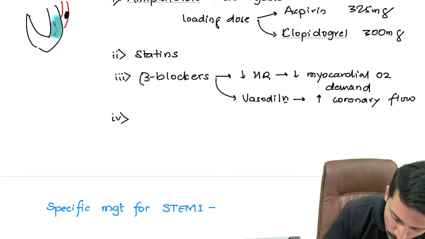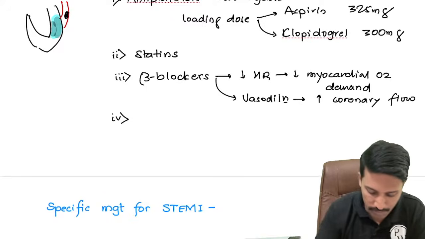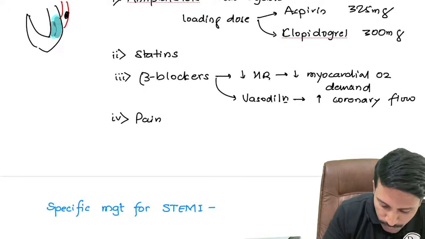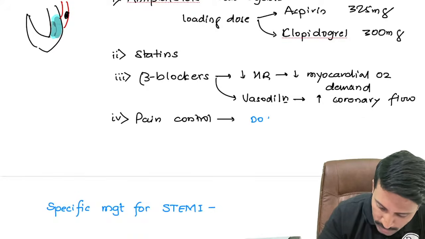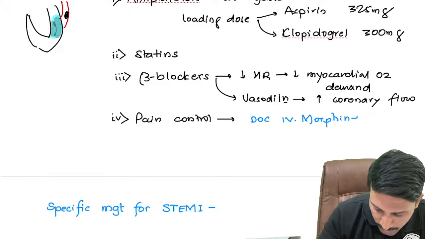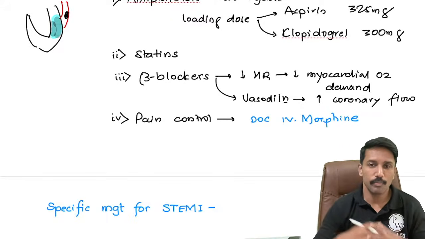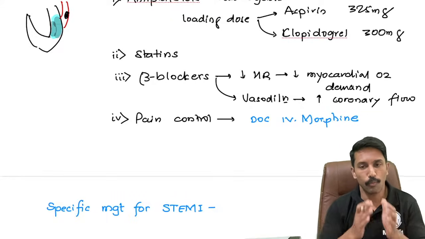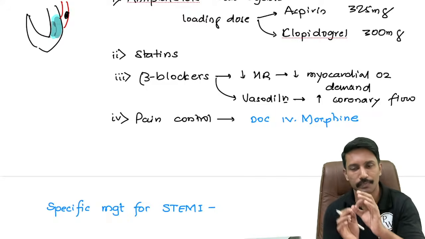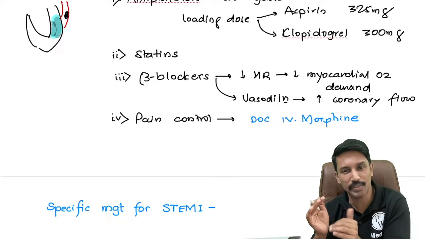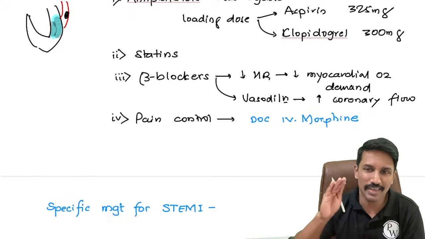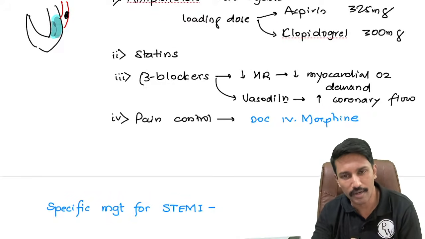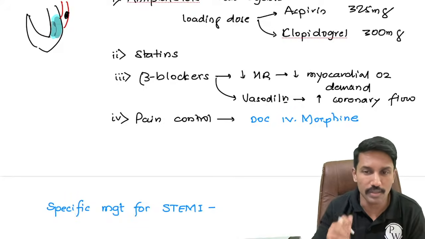Then next is we should also give them adequate pain management, right? So pain control is very, very important in a case of MI. And remember, the drug of choice for pain control is IV morphine. Why morphine? Why not NSAIDs? The simple reason is morphine has an added advantage. What is it? Morphine causes parasympathetic stimulation. And what is the benefit of that?